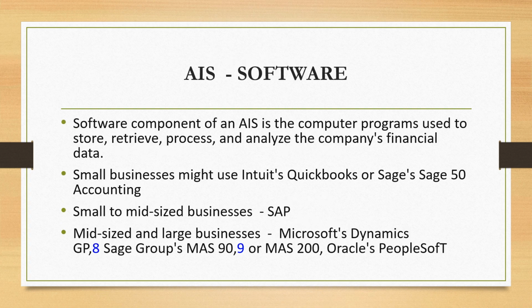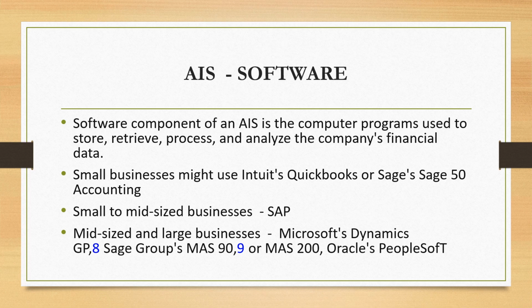Next, AIS software. The software component of AIS is the computer program used to store the data. Previously, in the traditional way, they maintained everything in an account book, either a ledger book or any book, in a handwritten format, manually. But now everything is computerized, an automated way of keeping and maintaining the accounts. For making it automated we need a computer program, or some exclusive software for this accounting.